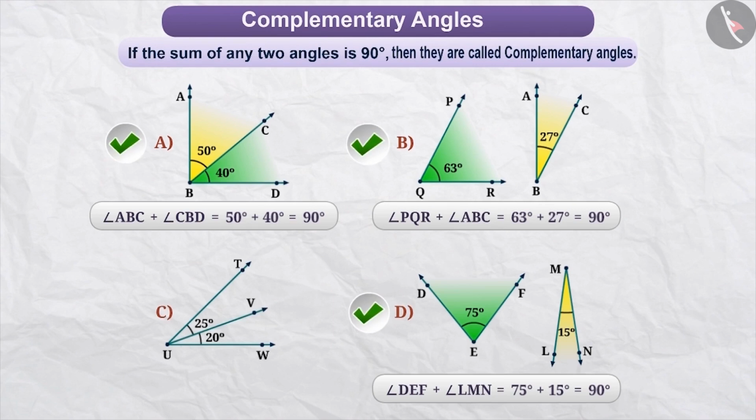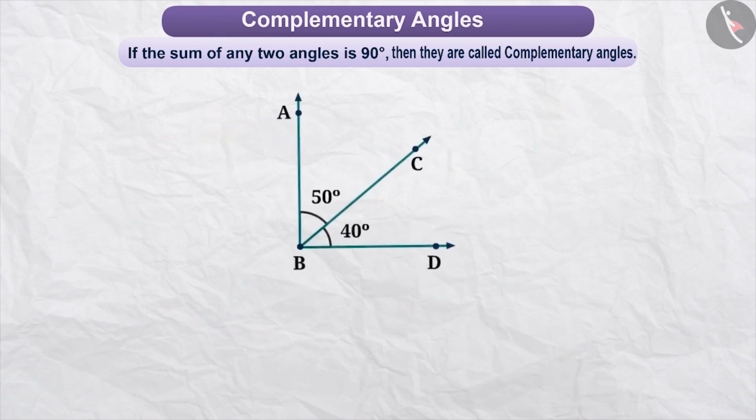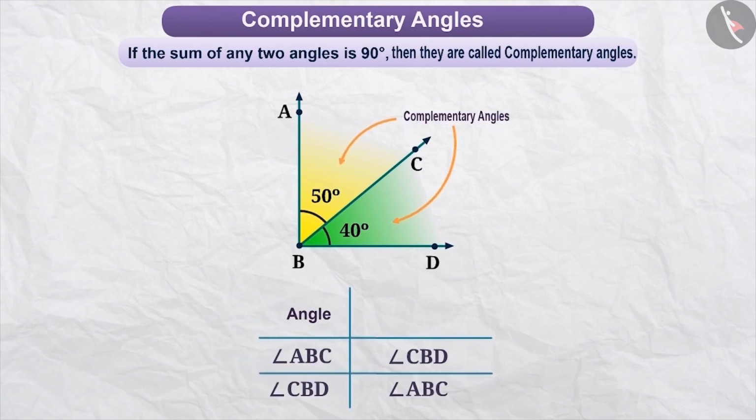each other. Now, by looking at the angles given in figure 3, can you tell if they are complementary angles or not? Think. Absolutely correct. Here, angle TUV plus angle VUW is equal to 25 degree plus 20 degree is equal to 45 degree, which is less than 90 degree. Therefore, this is not a complementary angle. In figure 1, angle ABC and angle CBD are complementary angles.